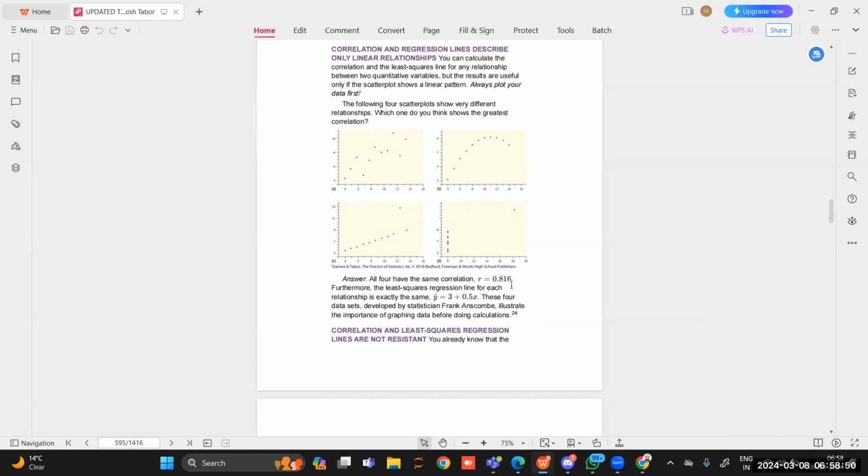These four datasets, developed by statistician Frank Anscombe, illustrate the importance of graphing data before doing calculations. So what he is telling us is that before calculating the regression line, we need to plot the data first, and look at it. In each of the four graphs, the correlation and the regression line are the same, but the prediction is different. If we predict some value for this graph, it will be different for this one, and very different for this one. Yes or no?